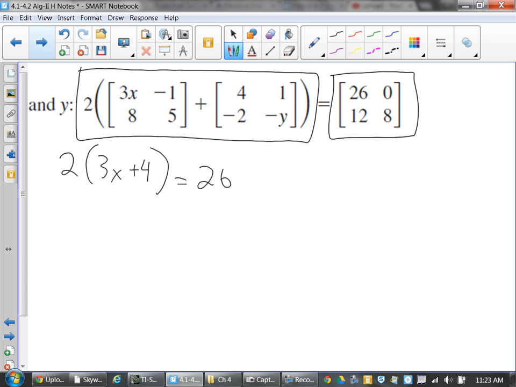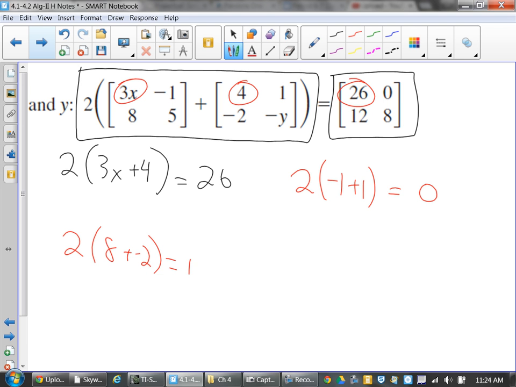What I'm doing there is taking that 3x plus 4 and the 26, they're all in the top left of the matrix. And then the 2 is the scalar out front. 2 times negative 1 plus 1 has to equal 0. Does it? Yeah, 2 times 0. 2 times 8 plus negative 2 has to equal 12. Yeah. Okay, see what's going on here?